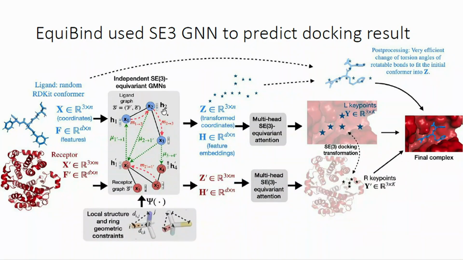Basically, you have these two graphs and indirect edges in between, and you want to learn a big graph neural network on top of the receptor graph and the ligand graph. And with one-shot transformation attention, you want to directly predict the final docking positions, or basically the coordinates of where the small molecules are. So this task, although it's working okay in this version of EquiBind already, is still quite a difficult task if you try to solve everything in one shot.